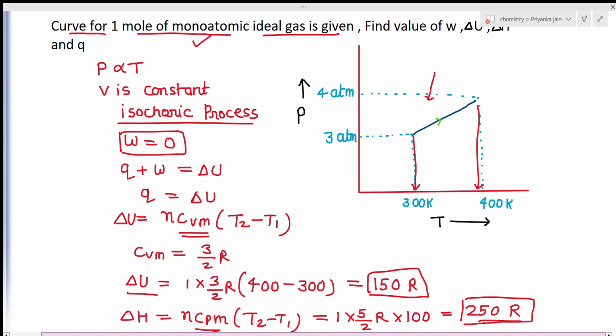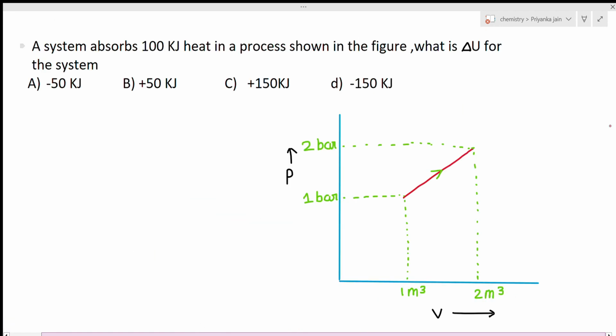Now see the next question. This is a question from the GATE exam. The system absorbs 100 kilojoule of heat in a process shown in the figure. What is del U for the system? Okay, see here, this is the volume. The graph is between P and V.